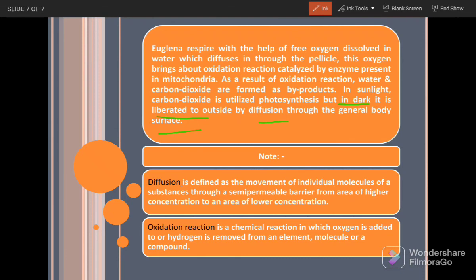Now when sunlight is absent, in the dark, this carbon dioxide will be liberated outside, and oxygen is taken in at that time, by the process of diffusion through the general body surface. This is the respiration in Euglena.